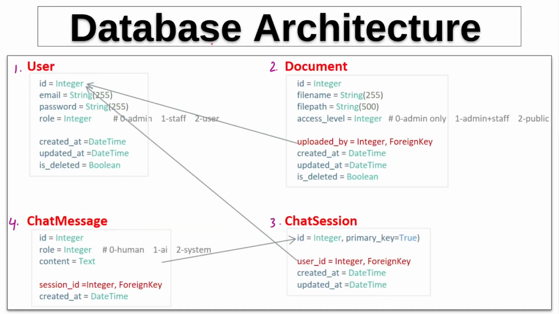Now let's see our database architecture. We will use 4 databases here. One is the user database, then the document database, then the chat session database, and the chat message database.